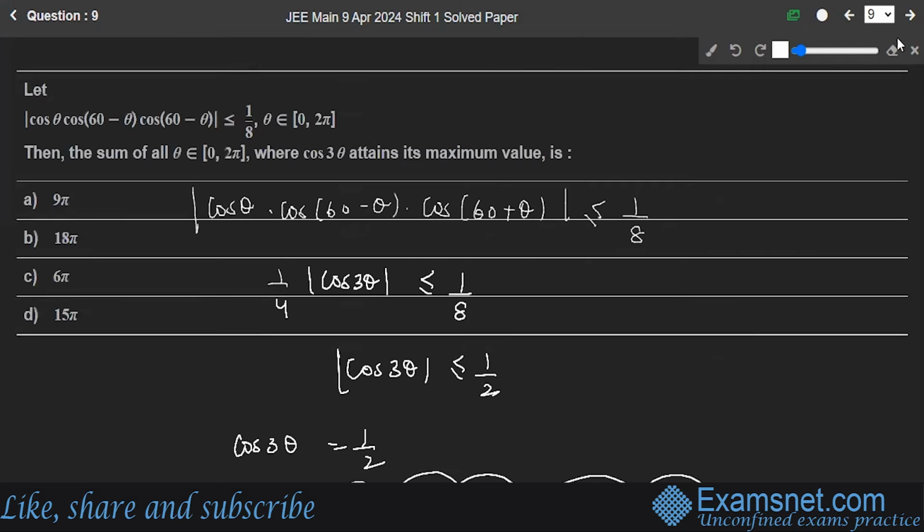Now, let's get back to the question. The sum of all values of theta where this attains the maximum value is equal to, so that's it, 6 pi. Option C is the right answer to the question. Hope you understood that. Let's move to the next question.